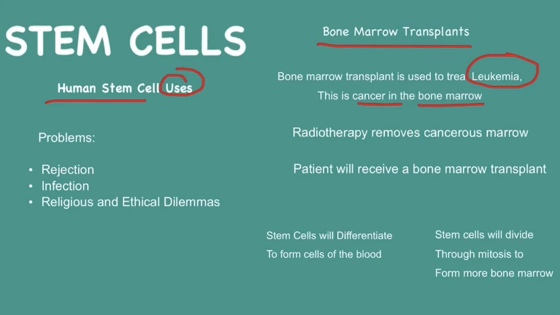So the way we start off is we use radiotherapy to remove the already cancerous bone marrow. This is where we use high levels of radiation in the body to get rid of the already existing bone marrow. Then this patient will receive a bone marrow transplant from a certain donor. And the bone marrow stem cells which they've received from the donor will do two things. First of all, they're going to differentiate to form the cells of the blood, as they usually would in the body. So that's our red blood cells, our white blood cells, and our platelets. These stem cells are also going to divide through mitosis to form more bone marrow.